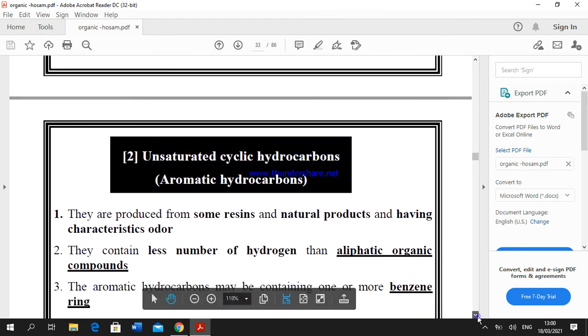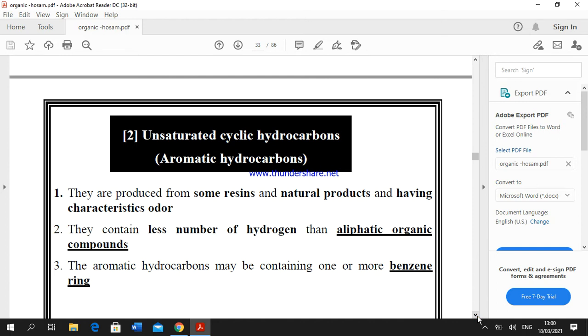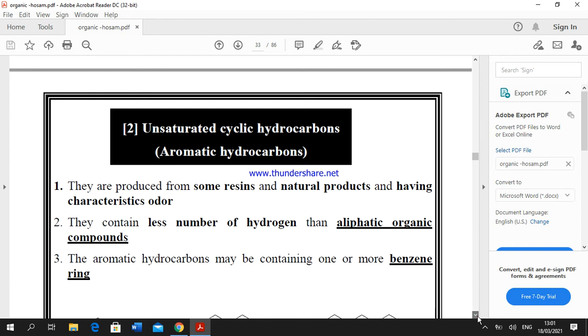Now, we will talk about aromatic hydrocarbons, okay? Aromatic hydrocarbons are produced from resinous matter and natural products. They are characterized by the presence of odor, where aroma in Latin means odor, okay? They are characterized by a lower number of hydrogen atoms in their composition when we compare them to aliphatic organic compounds, okay? The parent member of this group is known as the benzene ring.